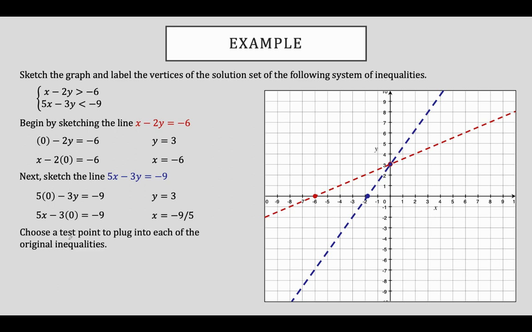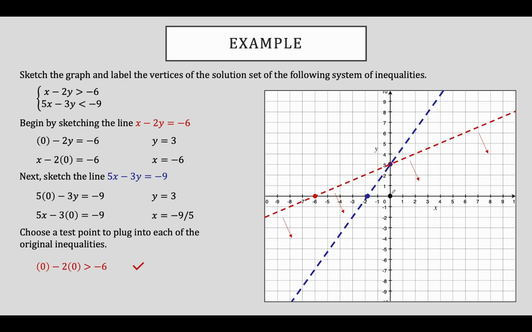Next, choose a test point to plug into each of the original inequalities. You can pick any point on the graph that's not on the line. The easiest test point is going to be the origin (0, 0). We can easily plug that into each of the original inequalities. So we plug it into the first one. That gives me 0 minus 2 times 0 is greater than negative 6. 0 is greater than negative 6. That is a true statement. So for our red inequality, we want to shade the region that includes the origin. Rather than shading it and creating a big mess right now, I just put some arrows along the curve to tell myself what direction to shade.